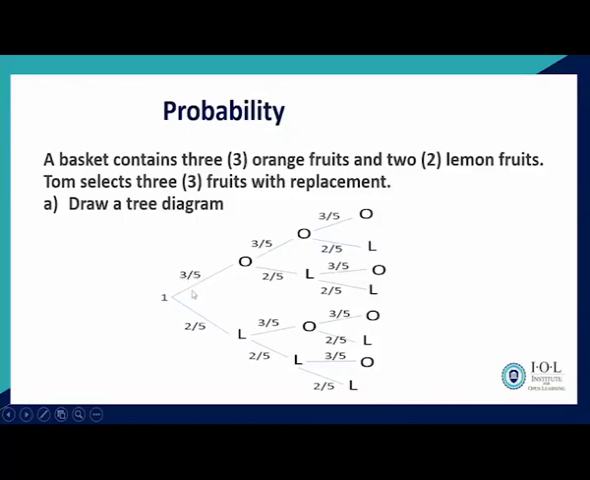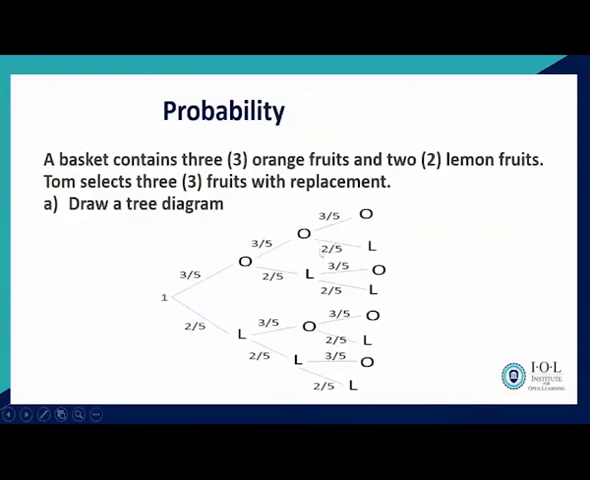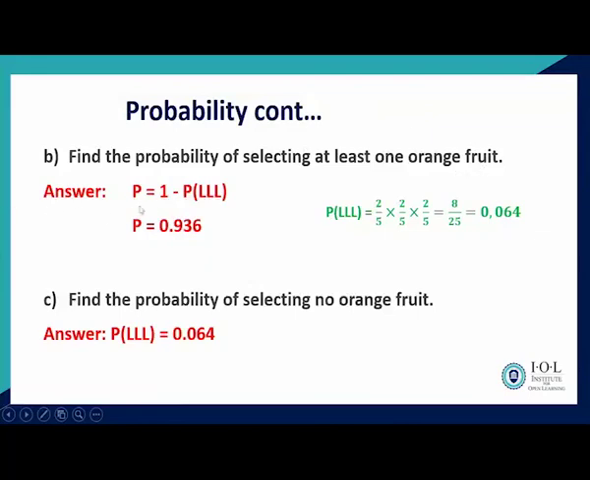For the oranges, we have 3 out of 5, and for the lemons, we have 2 out of 5. Each and every time, you have 3 out of 5 for the oranges and 2 out of 5 for the lemons, because there is replacement. To answer these questions quickly, to find the probability of selecting at least 1 orange fruit, if we look at the tree diagram, we mean that there must be at least an O there. The only route without O is the last one here: 2 out of 5 times 2 out of 5 times 2 out of 5. So we take the total probability, which is 1, and minus the probability of selecting all lemon fruits, which is calculated here.